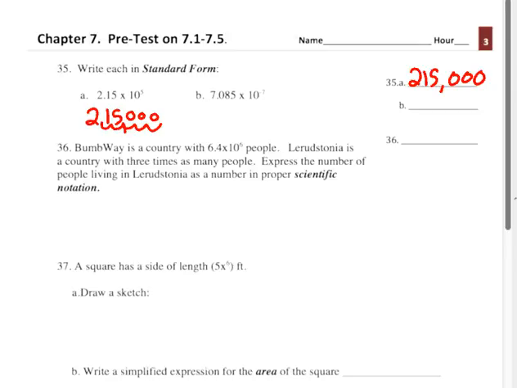Now this one, 7.085. Now because the exponent is negative this time, it means I'm shifting my decimal towards the negative side, okay? 1, 2, 3, 4, 5, 6, 7. Then of course you fill in with all of the zeros. And then write your answer cleanly over here.